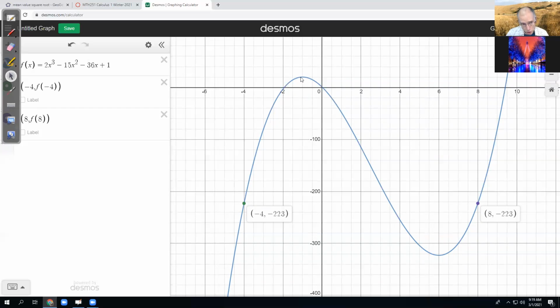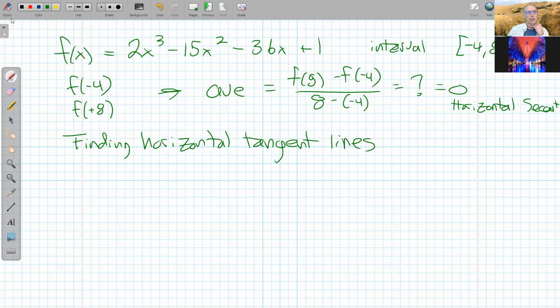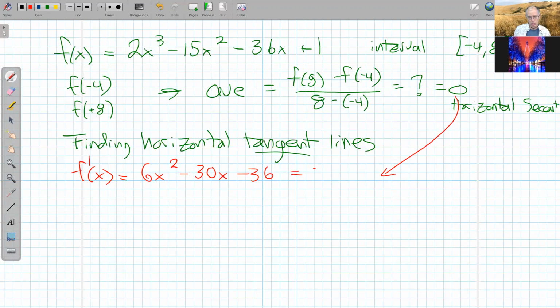So finding those 0 slopes is finding maxima and minima for the function. Okay, so we're tying all this together here with the stuff we've been working on. All right, so next step, finding horizontal tangent lines, we need our slope function, f prime of x. So f prime of x is 6x squared minus 30x minus 36. And according to that up there, I want to set this equal to 0 and then solve for x.